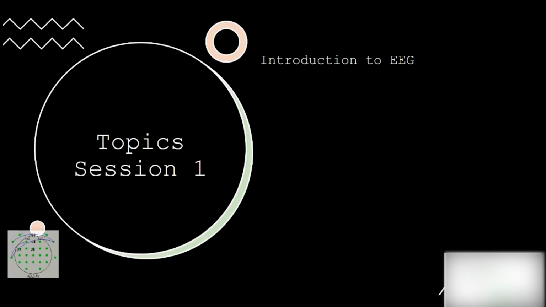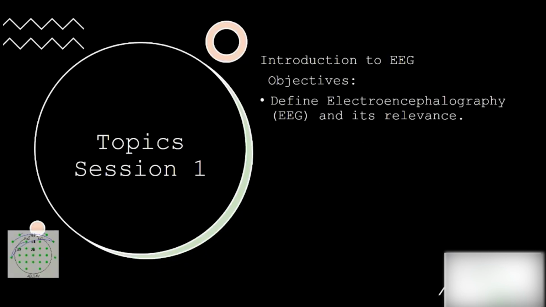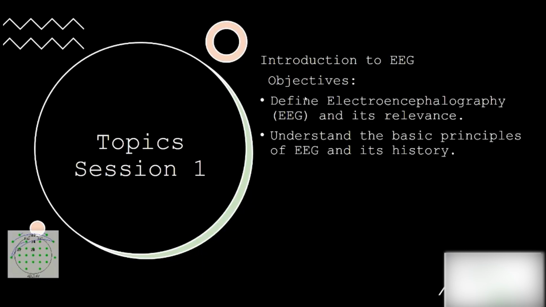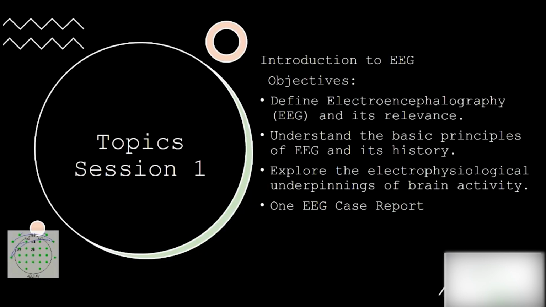So what are the topics for today? The first objective is what is EEG and what is its relevance today? We want to understand the basic principles of EEG. So we will dive a little bit into anatomy and maybe even into biochemistry. And in the end, we will explore the electrophysiological underpinnings of brain activity and have a case report.